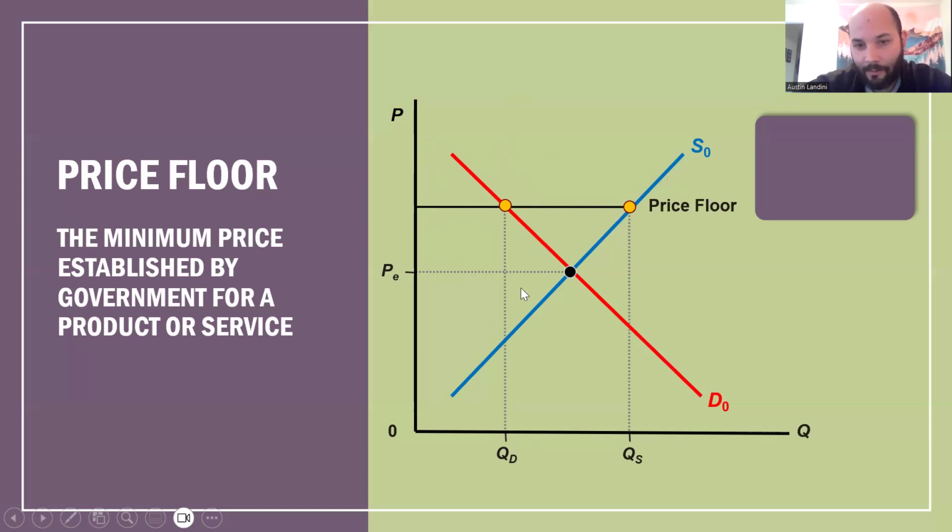Producers, once again, are going to be losing a little bit of surplus from the quantity that isn't sold, but gaining some amount due to the higher price. So we would need to do some calculating to see what happens to producer surplus in that example.